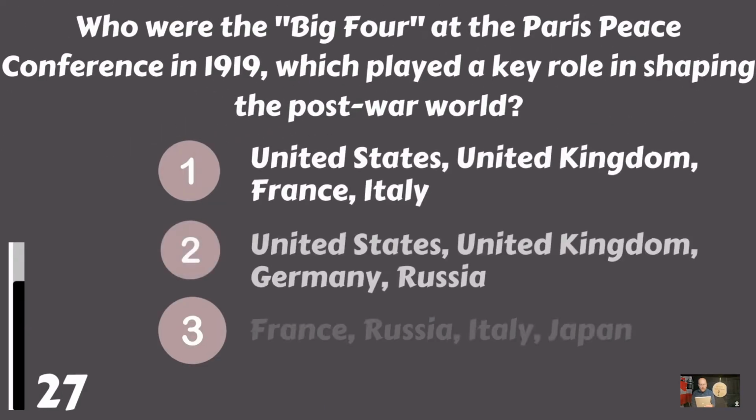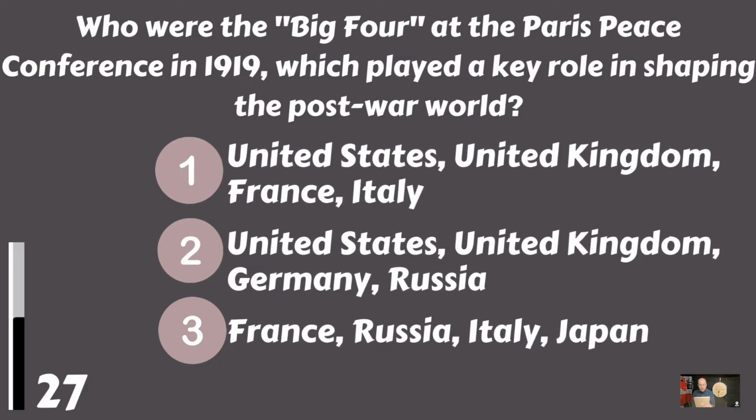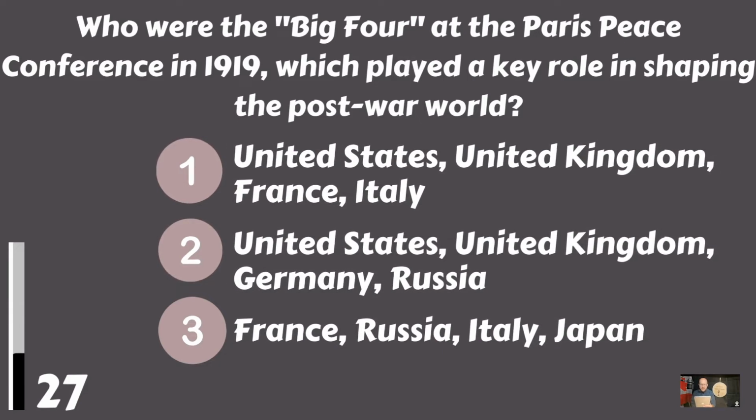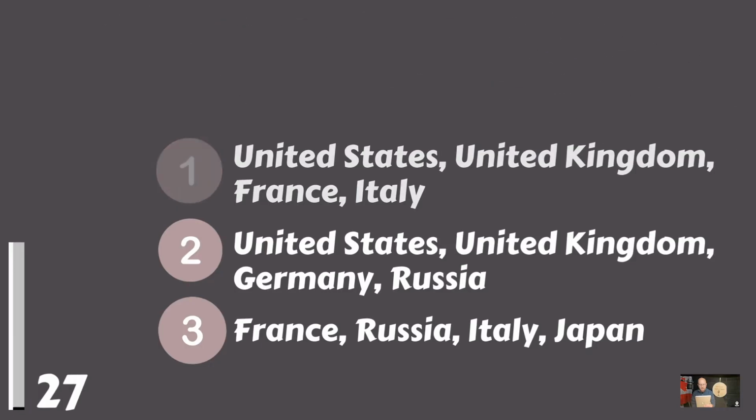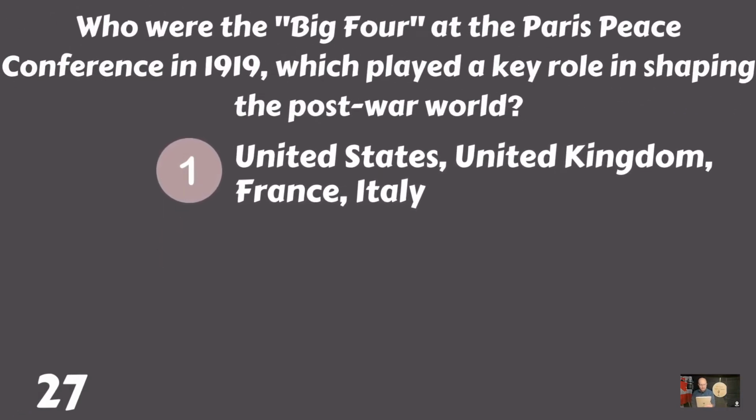Who were the Big Four at the Paris Peace Conference in 1919, which played a key role in shaping the post-war world? United States, United Kingdom, France, and Italy; United States, United Kingdom, Germany, and Russia; or France, Russia, Italy, and Japan? Who were the Big Four? United States, United Kingdom, France, and Italy.